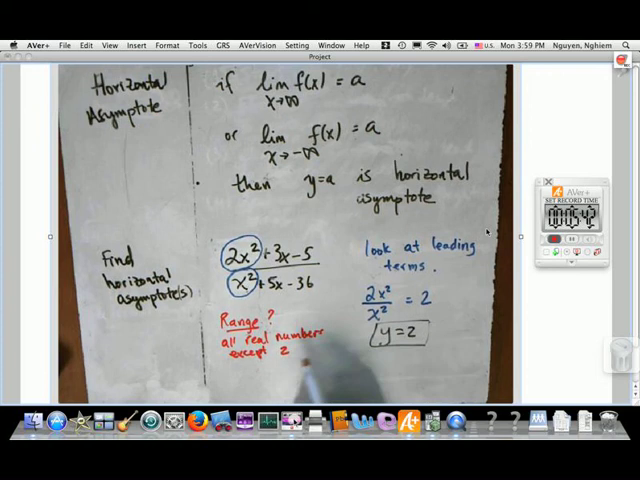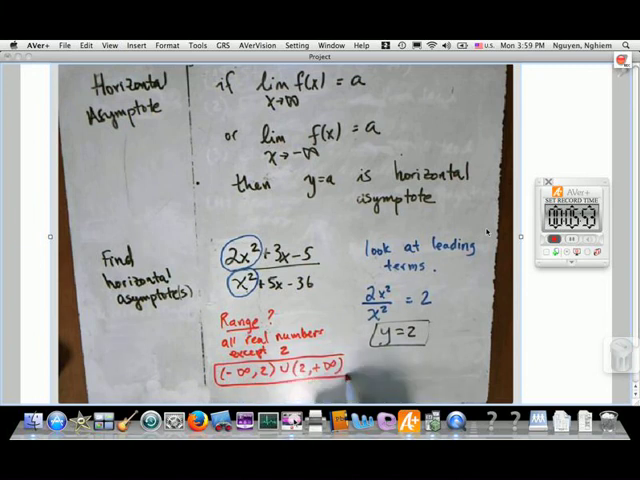And let's write this in interval notation. So it's everything from negative infinity to 2, and then everything from 2 to positive infinity. So it can be everything except 2. And you can see that there's a correlation here between horizontal asymptotes and range.